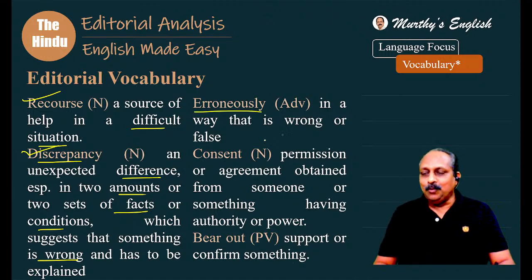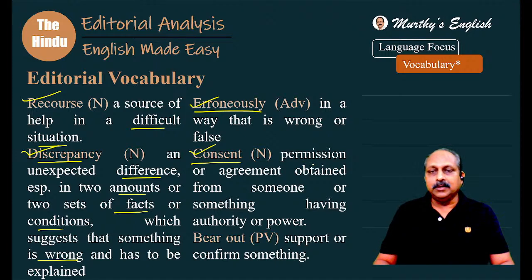I'm sure you all know the word error. Erroneously, part of speech adverb, in a way that is wrong or false, mistake, not correct, erroneously. Consent, we have got so many times, part of speech noun. He has given his consent, means what? Permission or agreement obtained from someone or something, having authority or power, generally from someone. He gave his consent, means what? His permission or his agreement.